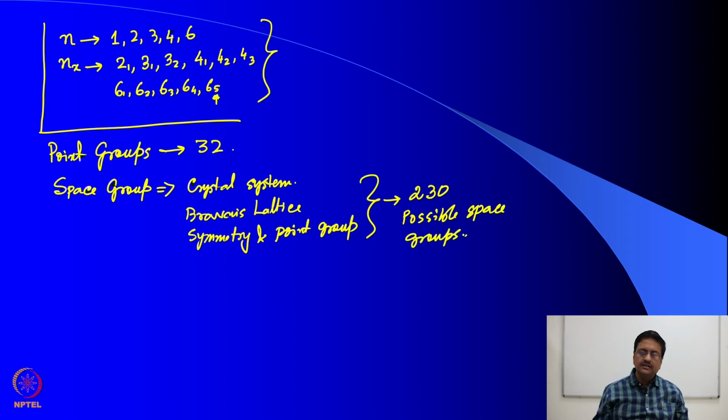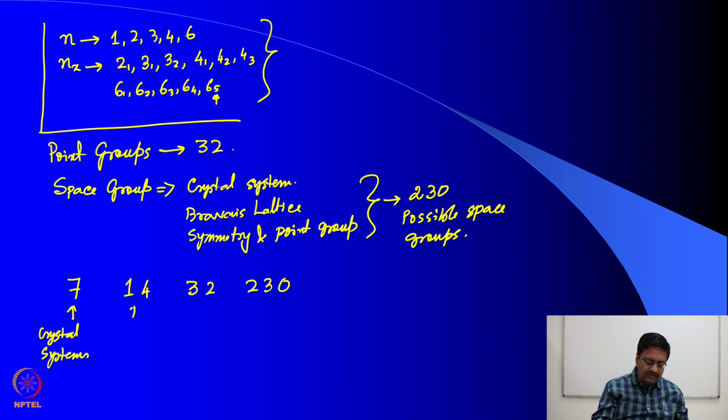In crystallography, you see these numbers 7, 14, 32 and 230 are 4 very important numbers in X-ray crystallography. We have 7 crystal systems, 14 Bravais lattices, 32 point groups, and 230 space groups.